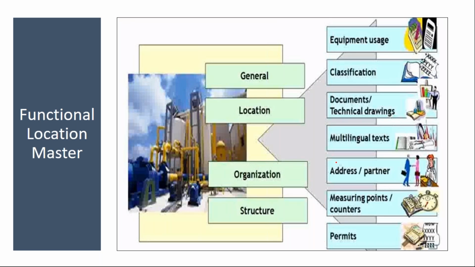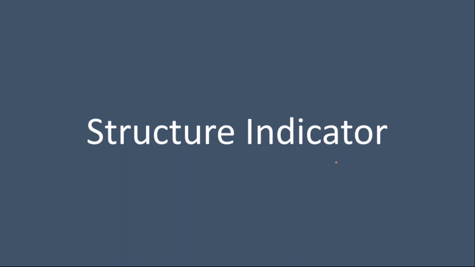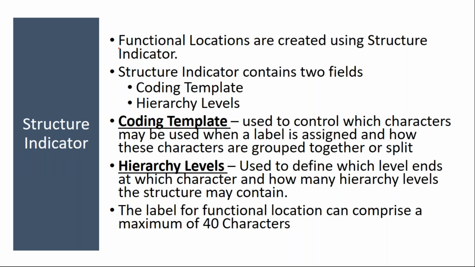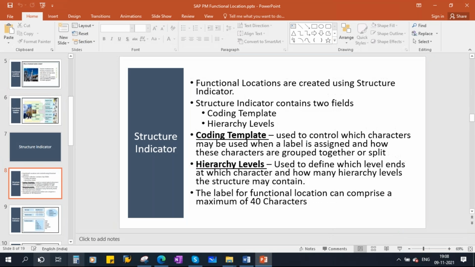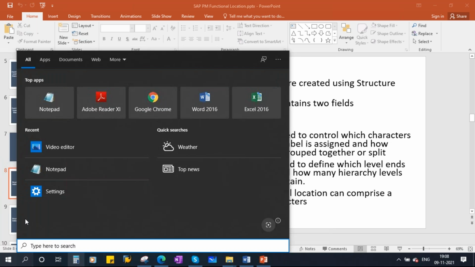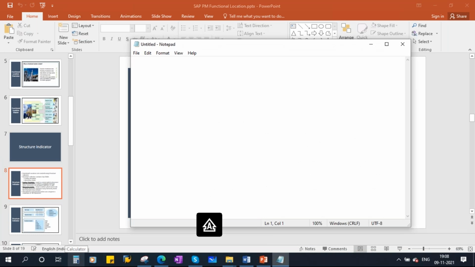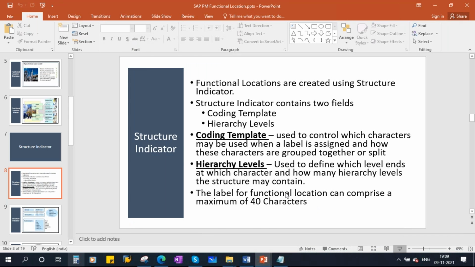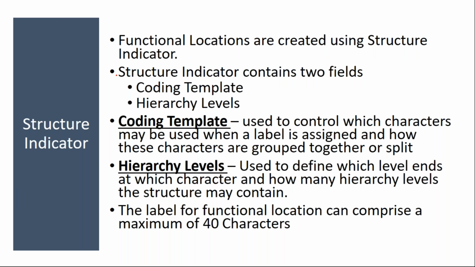Now we will talk about the structure indicator. Normally the functional locations are created using a structure indicator. So to create a functional location, you need a structure indicator. Without a structure indicator, you cannot create a functional location. This structure indicator contains two things: one is the coding template, and the next one is hierarchy levels.